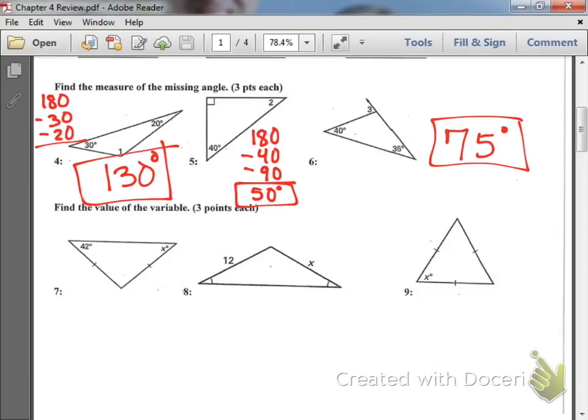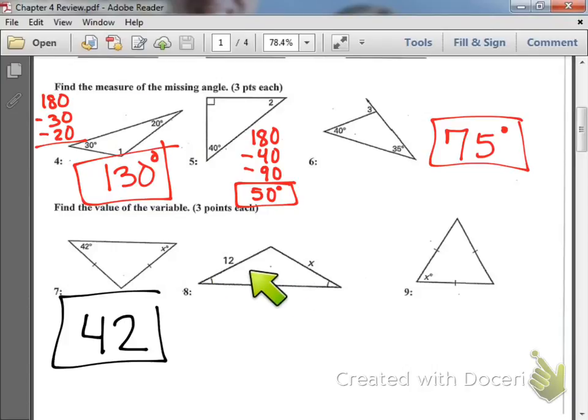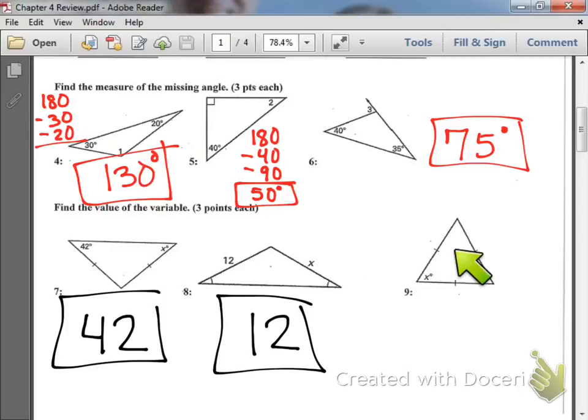9 points for this next one. If the sides are the same, what do I know about the angles? They're the same, so what is x? 42. 42, good. It goes in reverse too. If you know that the angles are the same, what do you know about the sides? They're the same, so it is 12. And when all the sides are the same, all the angles are the same. When all the angles are the same, they're all 60. They add to 180, but each one of them had to be 60. All right, that is the front page. What are your questions?